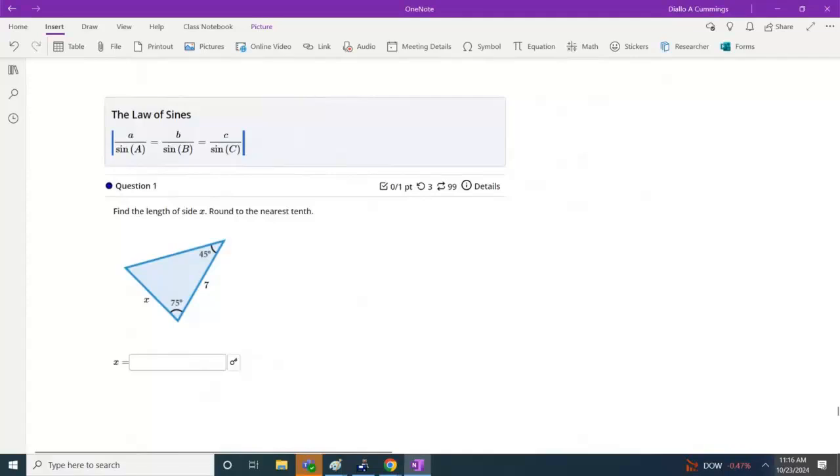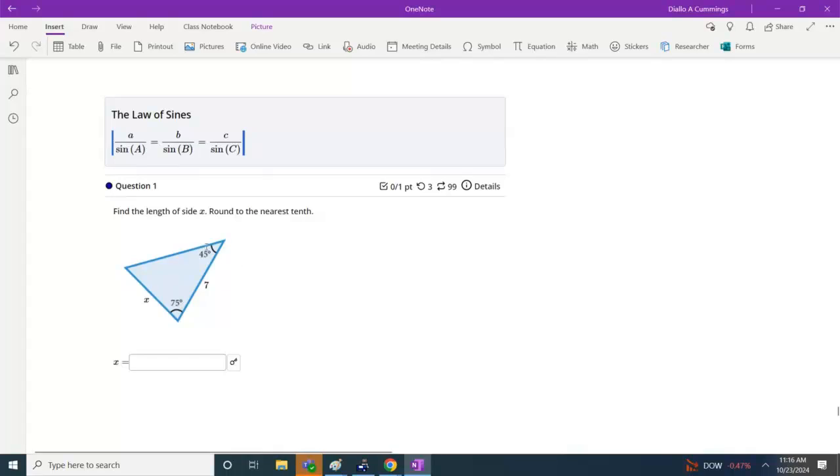This is problem number 1 from module 4.1. And they give us the formula, right? So this is the law of sines formula, and we are to use the law of sines to find the missing side length.